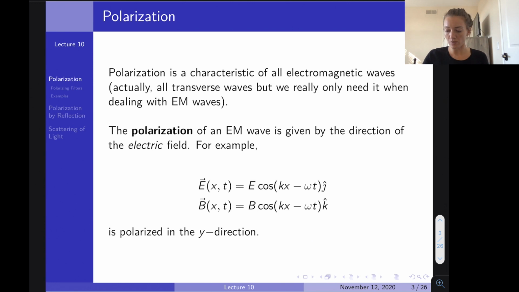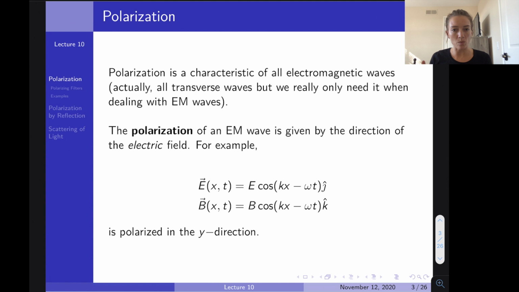We already saw that when we have an E and B field in a wave, the electric field and the magnetic field both have a direction associated with them since they're both vectors. So the polarization of an EM wave is just the direction of the electric field vector. In this case, this is j hat, so our wave is polarized in the j or the y direction. And it's always the electric field vector that defines the polarization, never the magnetic field vector.